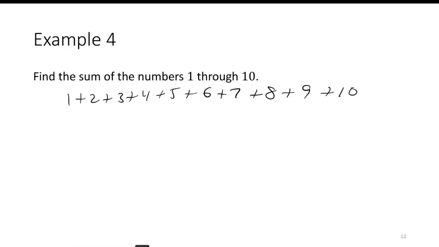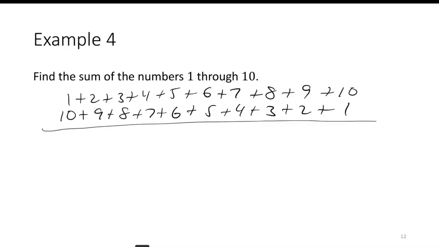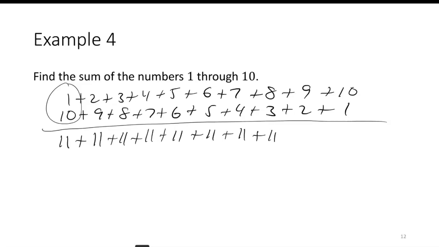But I'll show you another trick, this is one that will work for any set of numbers, for any sequence like this. Let's rewrite this in reverse order. Okay. And then add these column-wise. So 1 plus 10 is 11, 2 plus 9 is 11, 3 plus 8 is 11, 4 plus 7 is 11, and basically every column comes out to be 11.